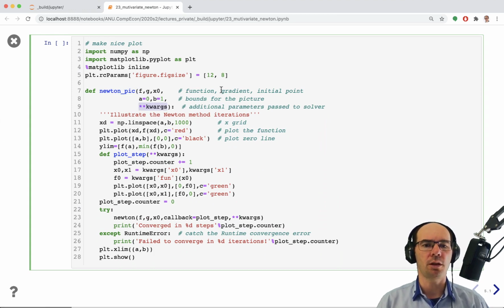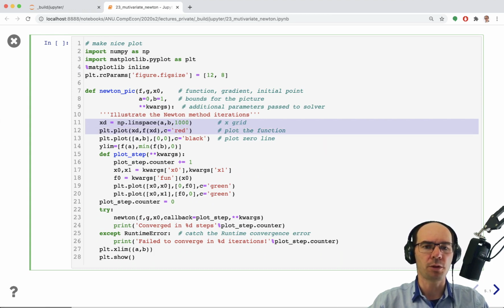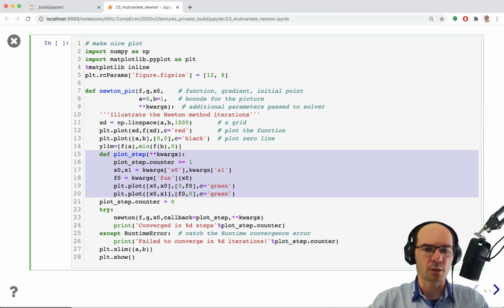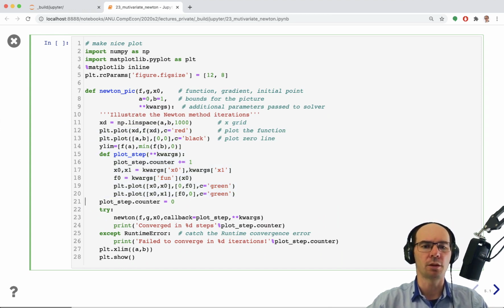This double star kwargs is the way that Python allows for unspecified keyword arguments to be passed, and then I can just use all of them and pass them to some other function inside of this function. We'll see how it works. So what happens here? First, we make a grid over x of 1,000 points, plot the function in red, plot the zero line in black. So we visualize the equation, and then we'll adjust the y limits of the plot. Let's not talk much about the plot step. It will make sense at the actual pictures.